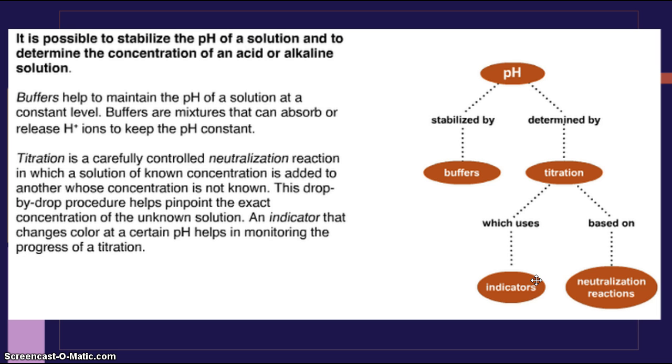So pH is stabilized, or kept constant, by a buffer, and it's determined by the titration, which uses indicators to change color to show the pH, and titrations are based on neutralization reactions. All right, go ahead and do the worksheet.